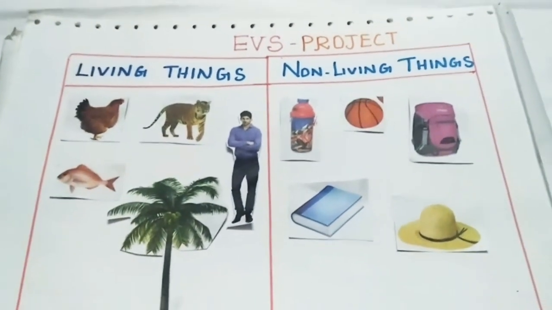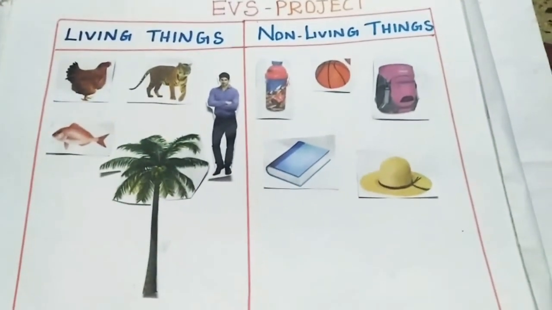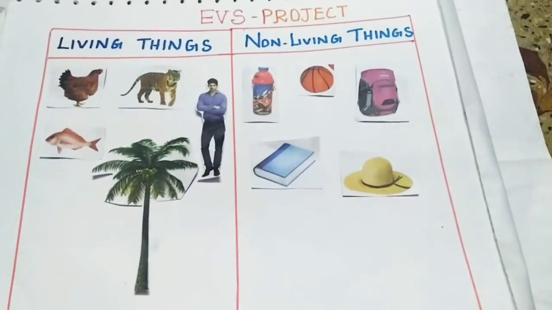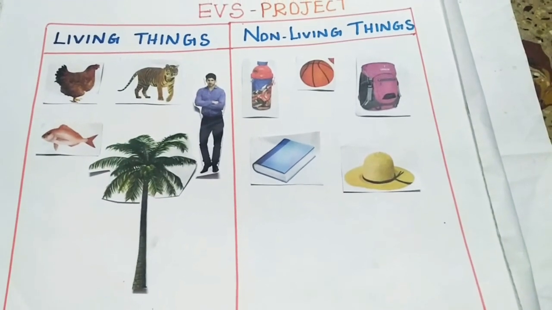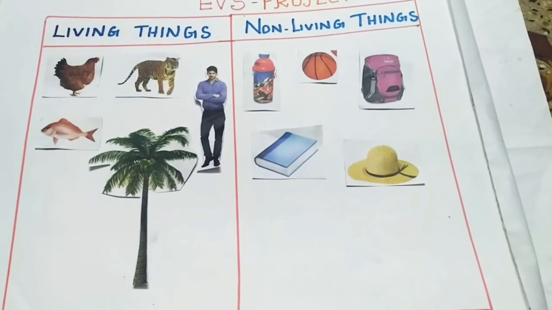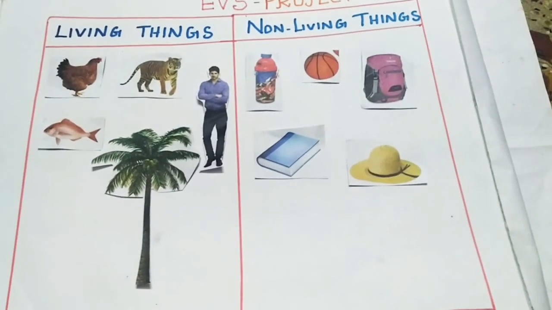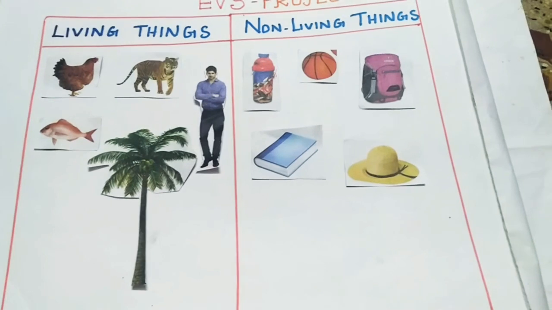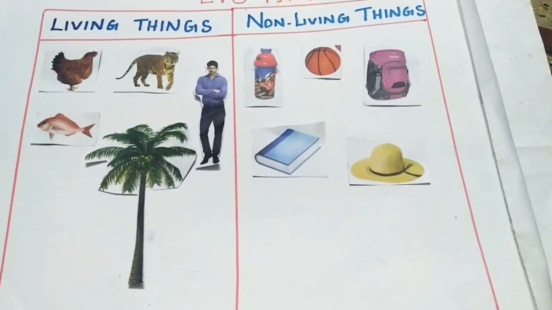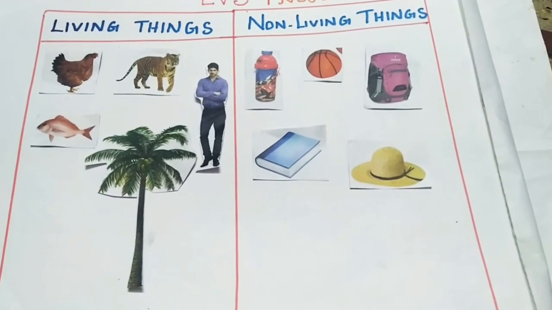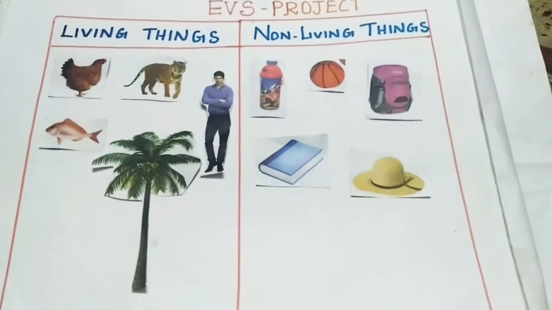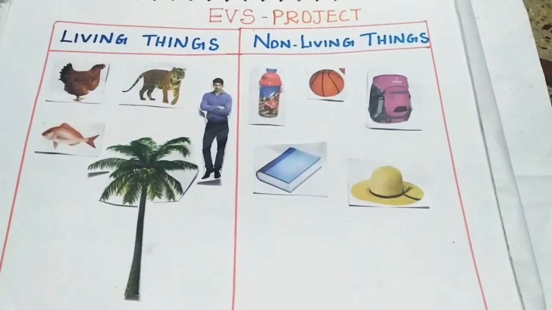Okay children, so now we have completed all the pictures and separated and pasted them in the columns. Very good. So what are the living things? Birds, animals, trees, humans. These are living things. Non-living things means they do not have life: water bottle, ball, bag, book and hat. So now you all understood, right? Living and non-living things.